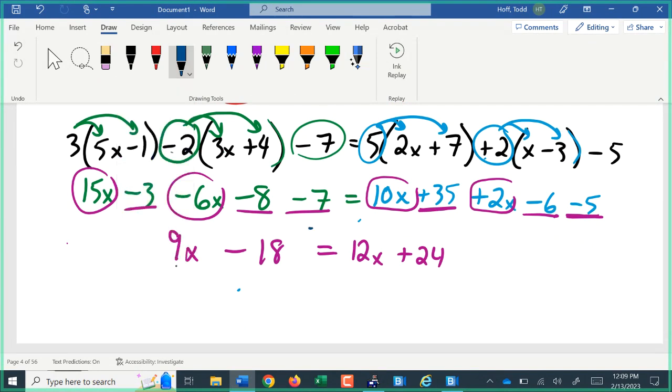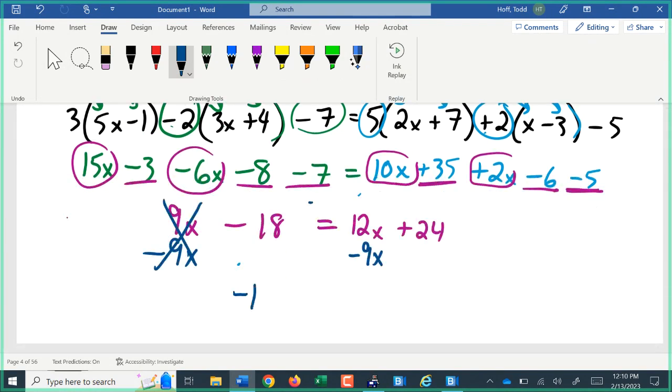We have 9x and 12x. The 9x is the smaller one, so that's the one we're going to get rid of. That's a positive 9x, so we're going to subtract 9x to turn that into a 0. But remember, we're still a balanced scale with these equations. So we subtracted 9x from the left. We have to subtract 9x from the right. Only place we can subtract it from is from 12x. So now on the left, we still have negative 18 equals 12x minus 9x is 3x, and we have the positive 24.